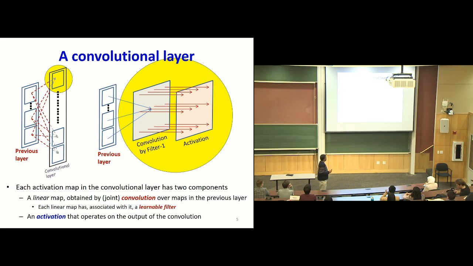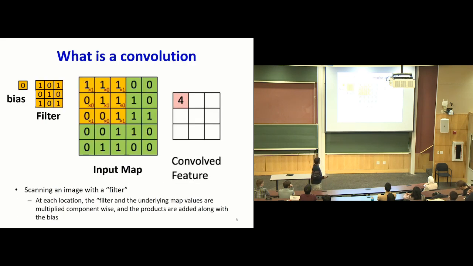But anyway, to get on, in each convolution layer, you have two components. The first is the standard affine combination of outputs from the previous layer, which is obtained by a joint convolution over all of the maps in the previous layer. And then finally, this affine combination is operated on by an activation function, component by component, to produce the output.